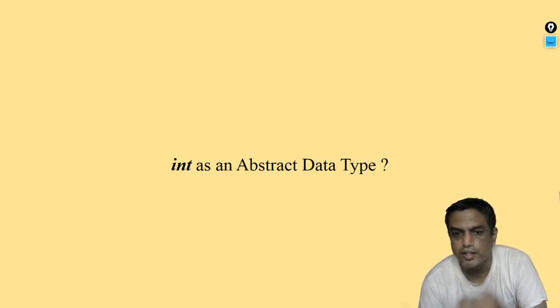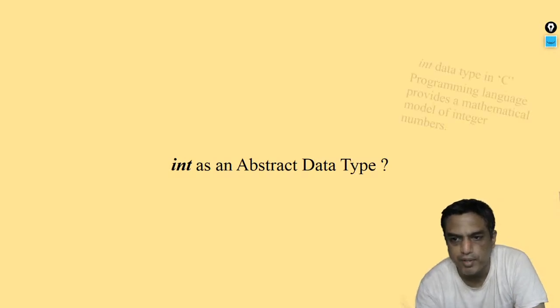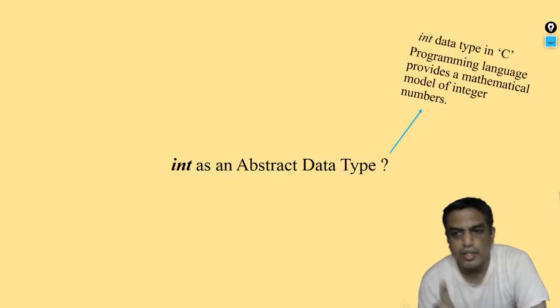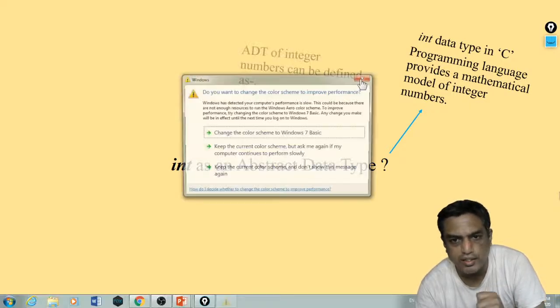How do they prepare this abstract data type using pen and paper? Let us see. The int data type in the C programming language provides a mathematical model of integer numbers. In mathematics, we already have integer numbers. So this mathematical model is implemented in the C programming language as the int data type.